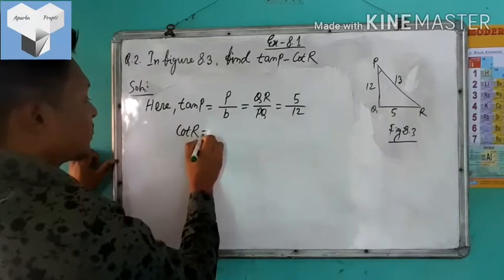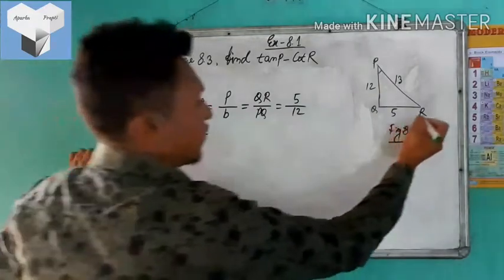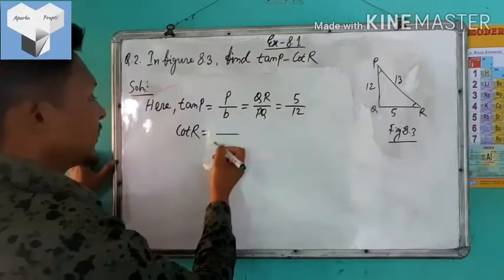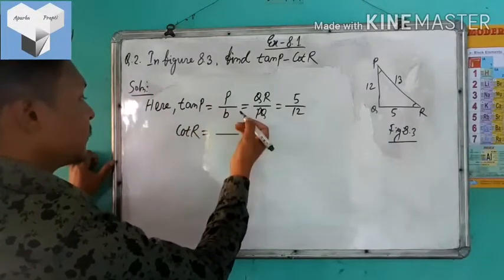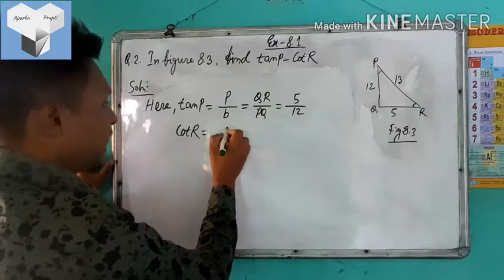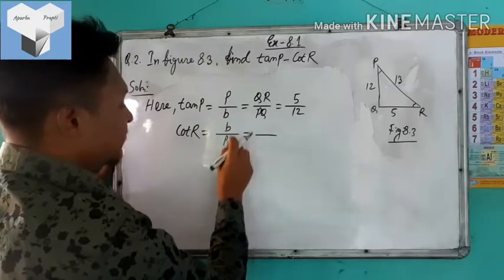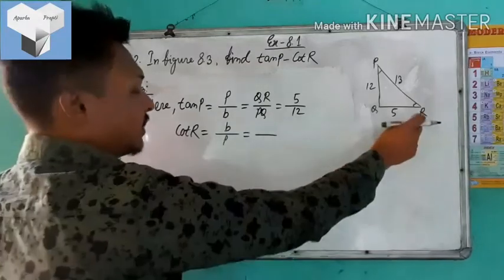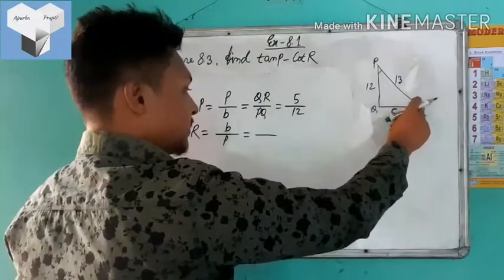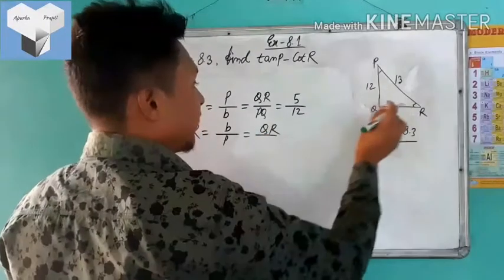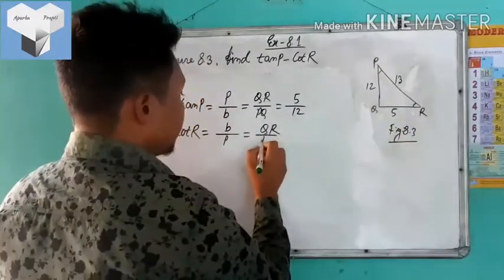That means the cot ratio of angle R. This is, guys, so simple. The tan was the inverse of cot, that means it will be B by P. B means base, P means perpendicular with respect to angle R. So with respect to angle R, this is the base, which one? QR. And PQ is the perpendicular.